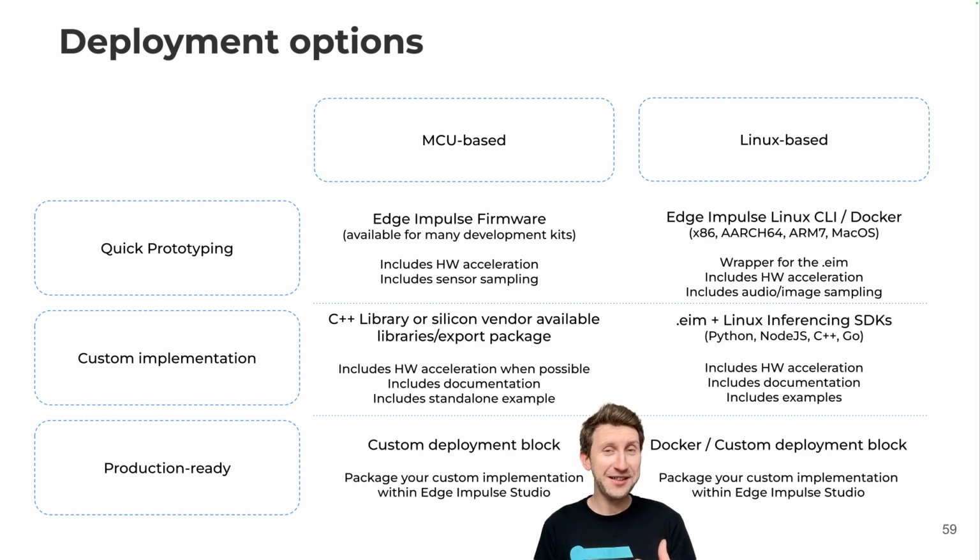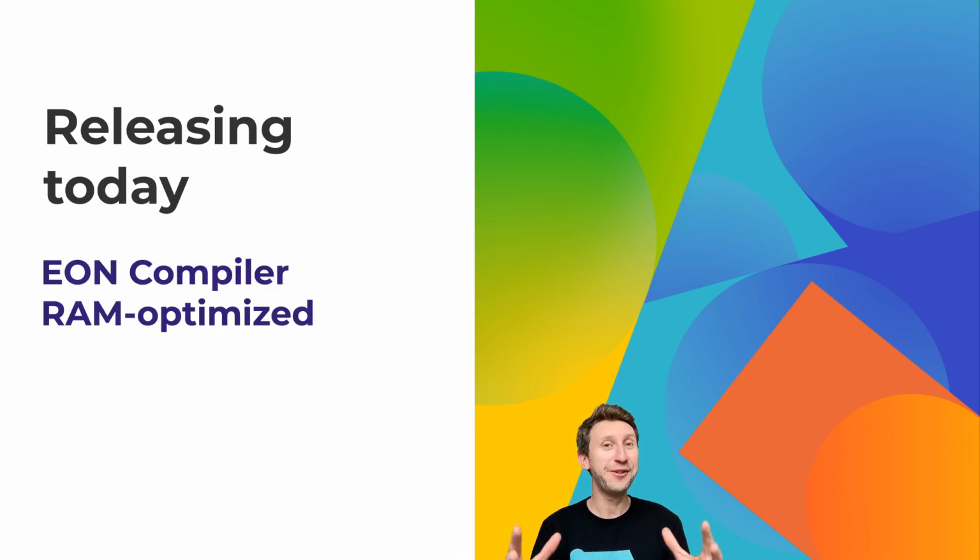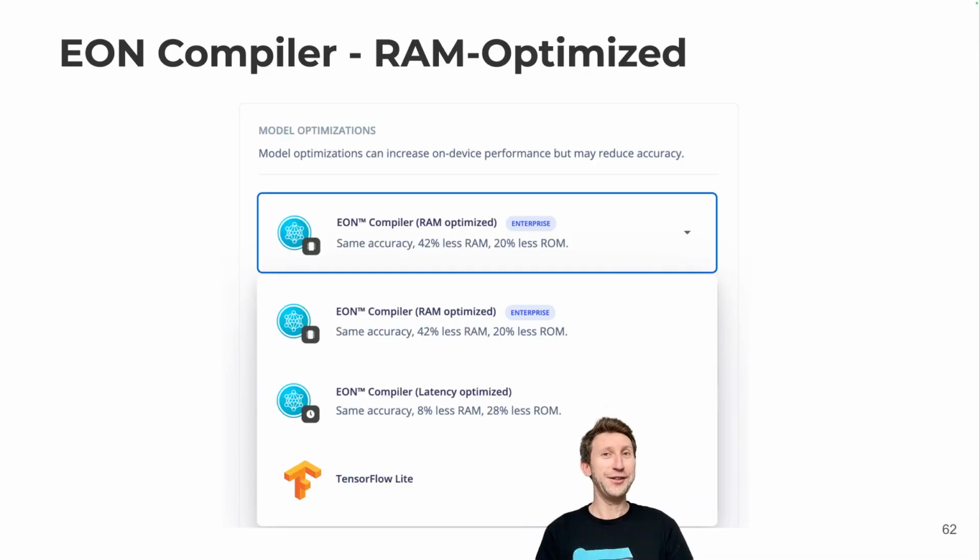Now, how can you optimize it even further? I'm super excited to announce that we're releasing today an improvement to our EON compiler, which is called EON Compiler RAM Optimized. You will see that pretty soon, if not already, in Edge Impulse Studio. So you can select different optimization options. Whether you're using TensorFlow Lite, the default deployment option, or the former EON compiler, which is now called the EON Compiler Latency Optimized, or if you want to reduce your RAM, you can use the EON Compiler RAM Optimized.